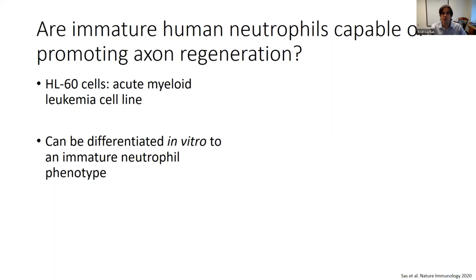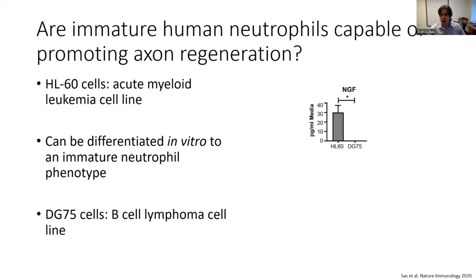took HL60 cells, which are an acute myeloid leukemia cell line. So they're an immature myeloid cell type. You can culture them with retinoic acid, and they can be differentiated into an immature neutrophil in culture. And we also use some DG75 cells, which is a B-cell lymphoma cell, so also an immature cell type. And we started looking for growth factors that were being produced by these cells. And we found that these HL60 cells were able to produce NGF. The DG75 cells did not produce any growth factors that were associated with axon regeneration.